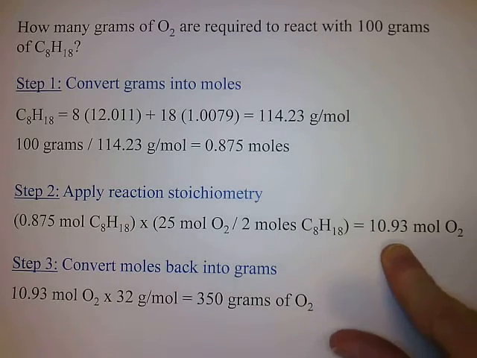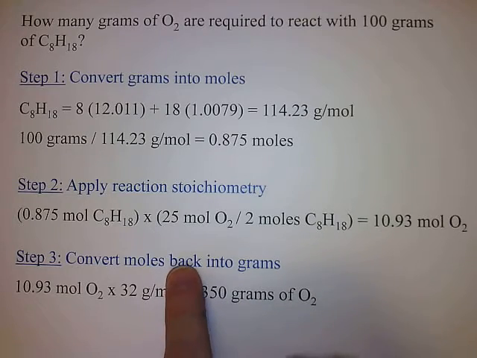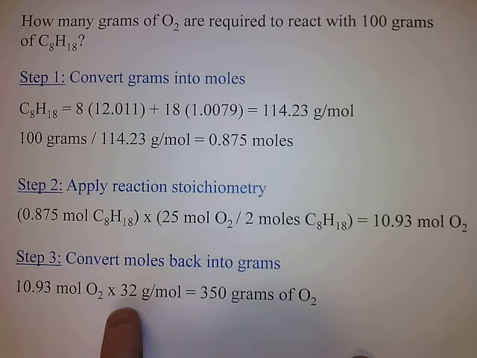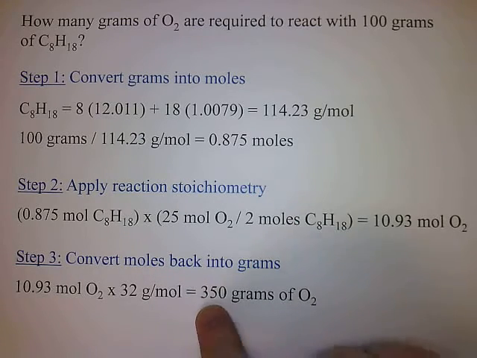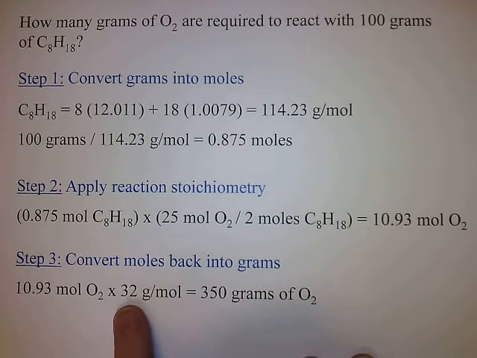And last, we can convert moles back into grams again. So we take the 10.93 times the molar mass of oxygen, which is 32, and that's 350 grams of O2. Now, you might wonder where I got 32 from.